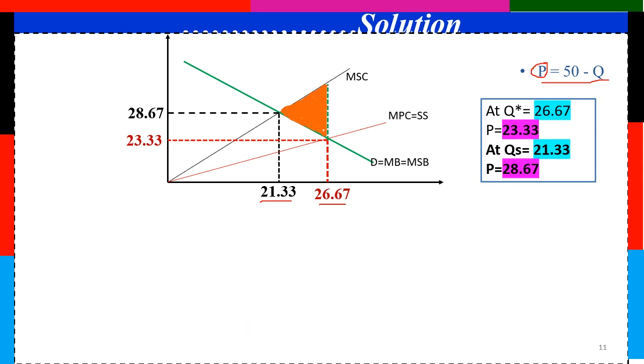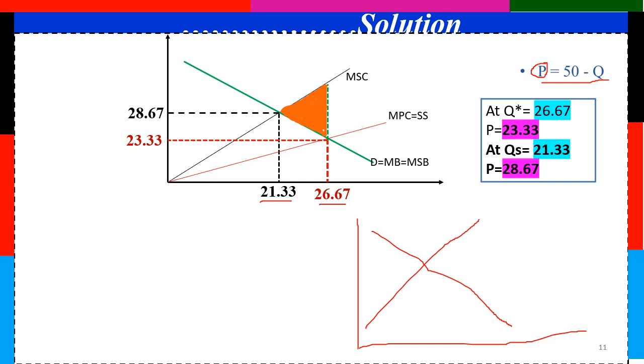Graphically we can also express this. It is very easy to draw this one. Yes, this is the price line. Again, horizontally we have the output. This is the demand. This is marginal social cost. Again, we have marginal private cost. This is equilibrium, socially optimum level.